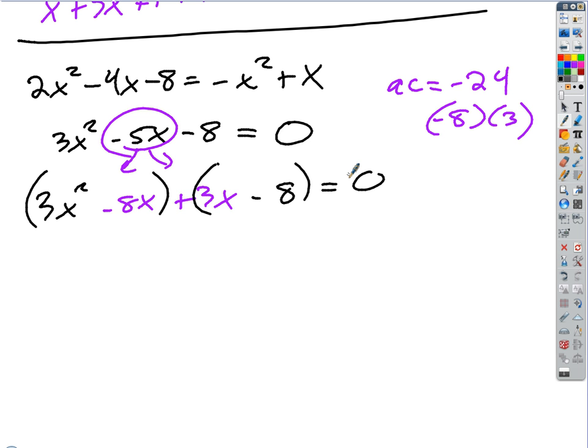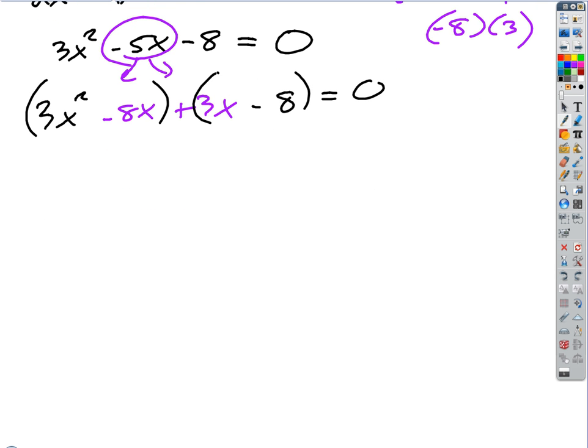Yes, sir? Isn't it easier if you were to put the negative 8 with the negative 8? I mean, it doesn't matter. Either way, it's really not going to make any difference, because you're going to get the same factors either way. I was just wanting to be easy. Maybe. Depending how you look at it, it's possible. But I don't think it makes much difference because that way you'd be factoring out a 3x.